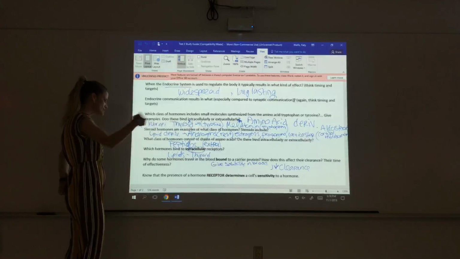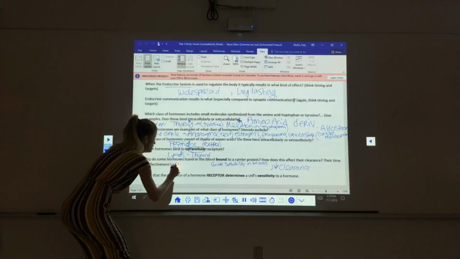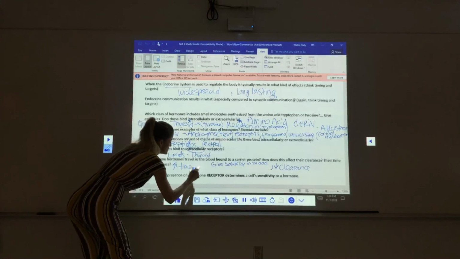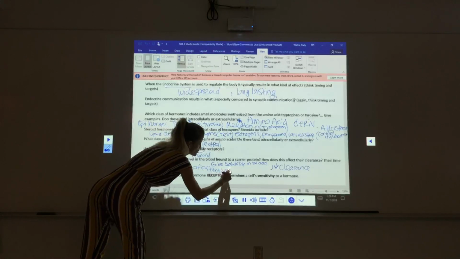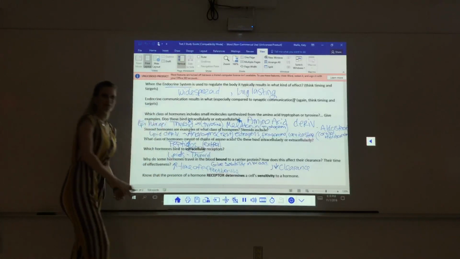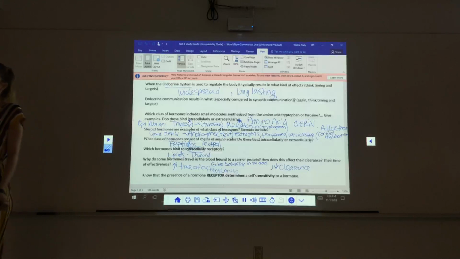And then what did you say this does to their time of effectiveness? Increases the time of effectiveness. Okay, remember we talked about thyroid hormones, and we said you could take that thyroid gland out and you still have a week's worth of thyroid hormones because they're bound.